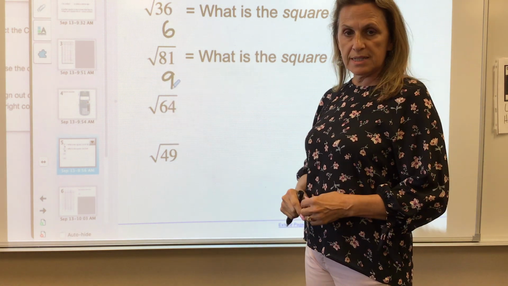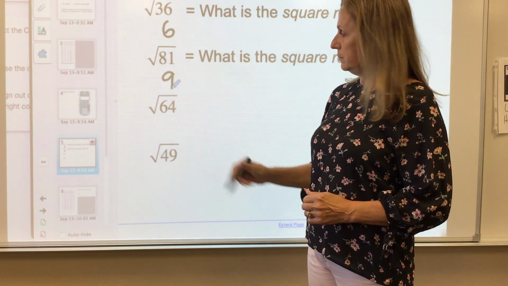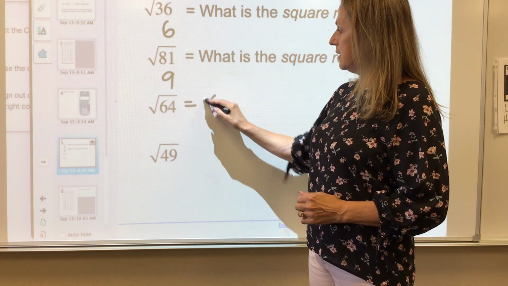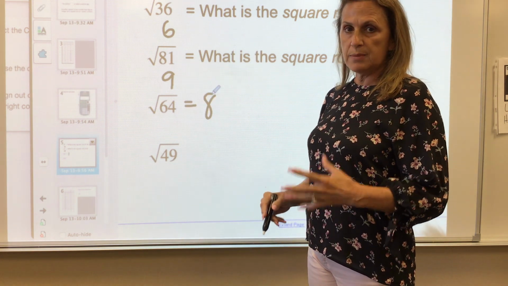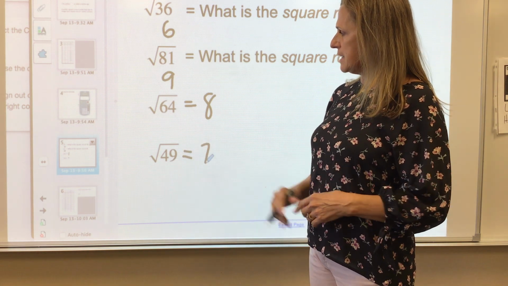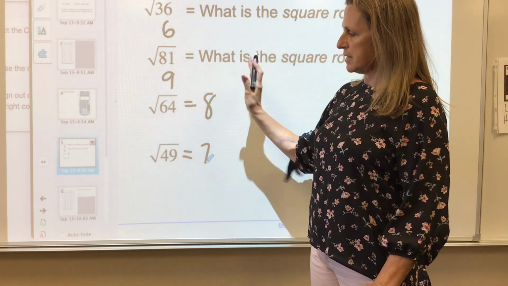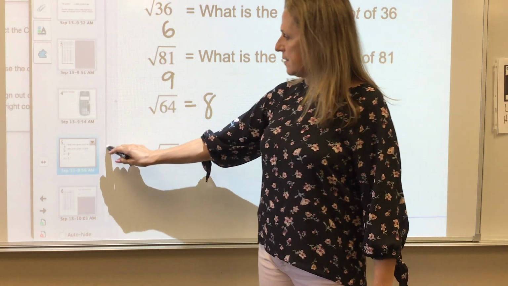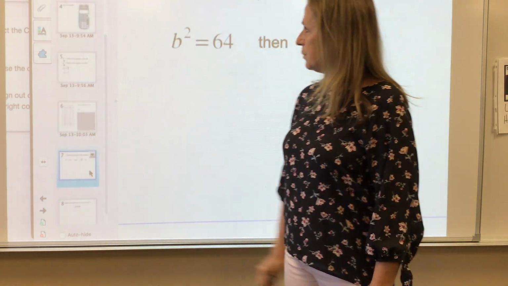What number times itself gives me 64? You should get 8. And then what number times itself gives me 49? You should get 7. So basically, these are kind of opposites of each other.